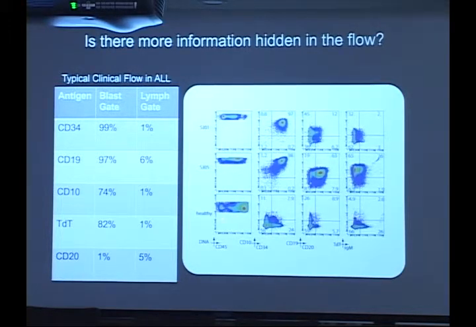If we go back and look at the biaxial plots, like what you may get from a clinical flow lab, you can already start to see between these two patients that there are some differences. They both highly express CD10 and CD34, but you can start to see some differences in the expression of CD19 and CD20, and especially compared to a healthy bone marrow, they're certainly different.